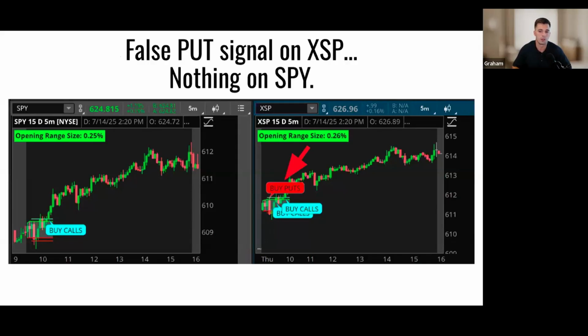So for example, June 26th, I actually traded this. This was when I was still testing it out. There was a put signal on XSP, but do you see a put signal on SPY? No. So there was not confirmation on both. XSP fired because of a small price discrepancy. I did puts here and I ended up losing.